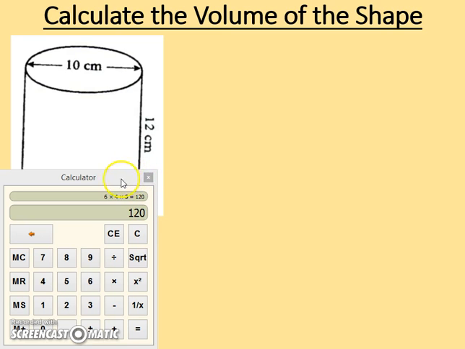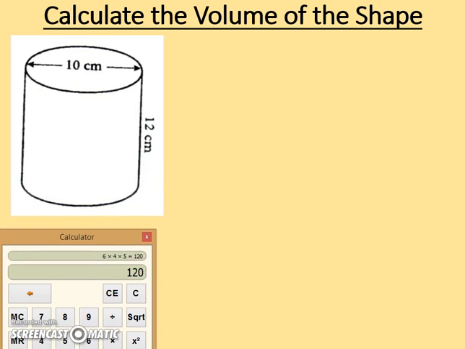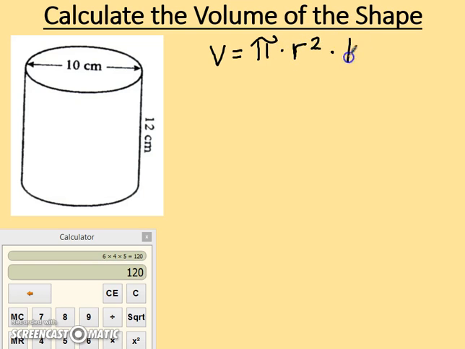Okay, let's look at a cylinder. The formula for the volume of a cylinder is pi times the radius squared times the height. Now, we need to substitute values for the radius and the height. We know the height, but we do not know the radius. We know the diameter. So if the diameter is 10, then the radius would be 5, half of the diameter.